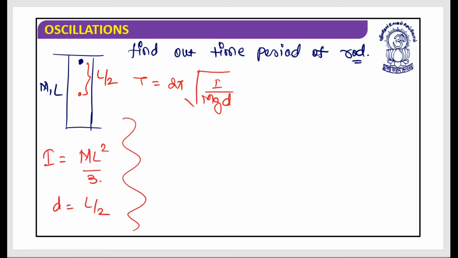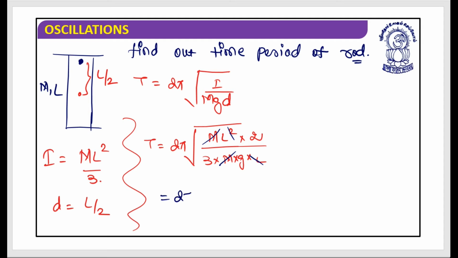So from this, T equals 2 pi root of I by mgd, and this is equals to ml square by 3 multiplied by m into g into d, which is L by 2. So this cancels, this cancels, and this cancels, so this is equals to 2 pi root of 2L by 3g. This is the time period. T equals 2 pi root of 2L by 3g seconds. I hope this is clear.